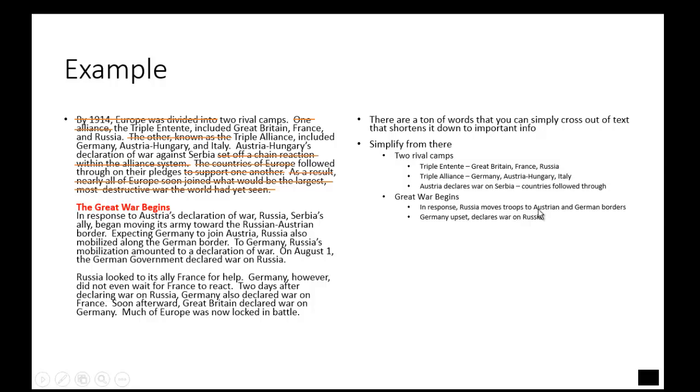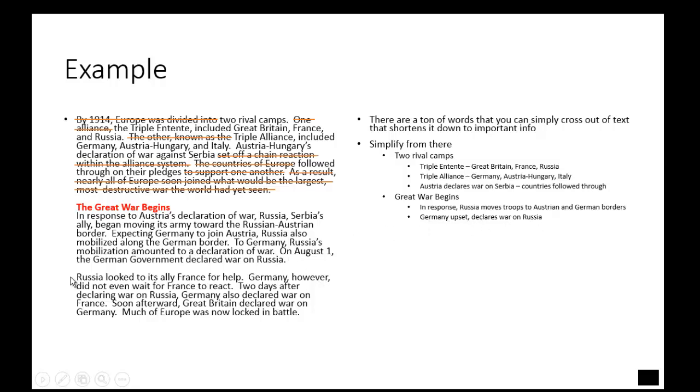In response, Russia moves troops to Austrian and German borders. You know, I keep reading, expecting Germany to join Austria. Russia also mobilized the German border. I've got that included. To Germany, Russia's mobilization amounted to a declaration of war. On August 1st, the German government declared war on Russia. Germany upset, declares war on Russia.